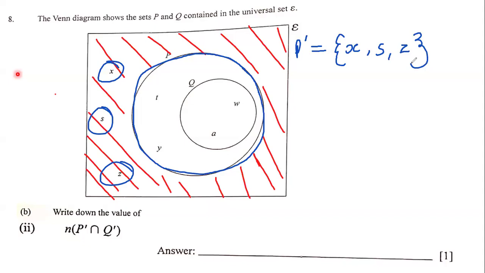X, S, and Z. Okay, now since we already know that, I need to know what Q complement is. So what is Q complement? Class, how do we define Q complement? Everything except set Q. Everything in the universal set except for set Q.